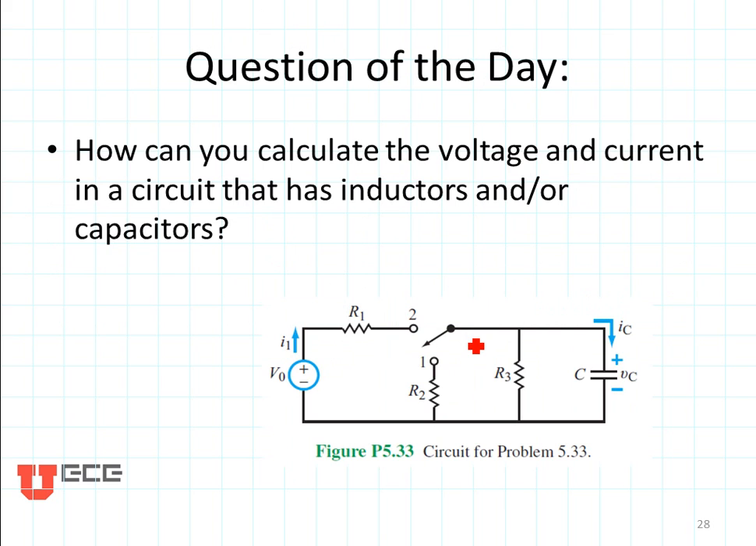So that's an evaluation of the question of the day. How can you calculate the voltage and current in a circuit that has inductors or capacitors? Go back to the two general solution procedures that I gave you and practice those with some of the examples.